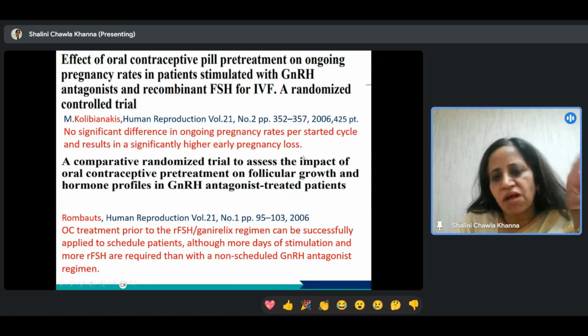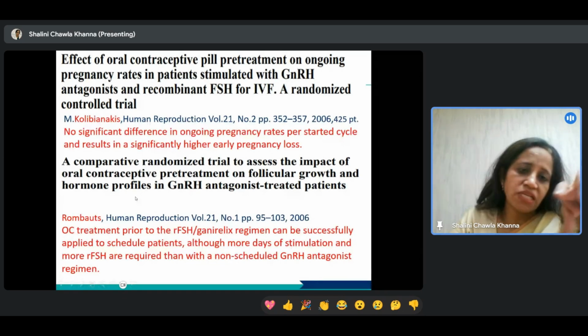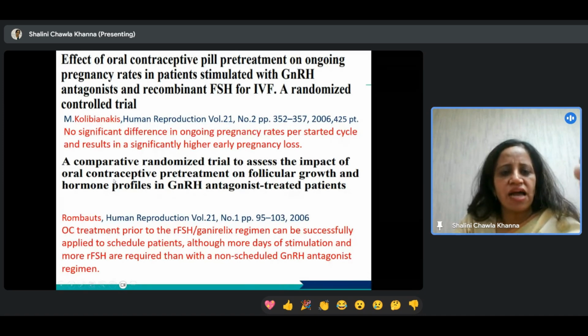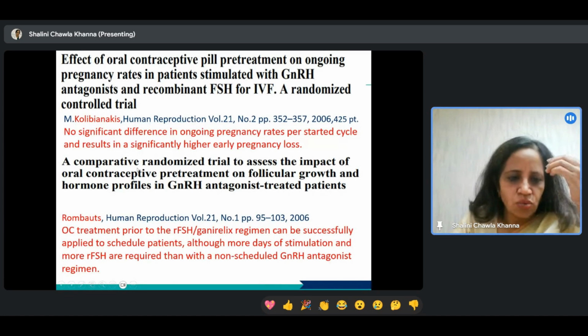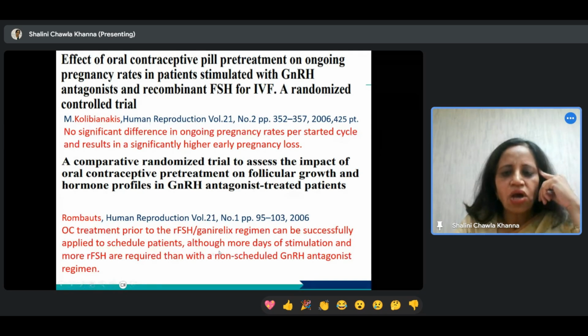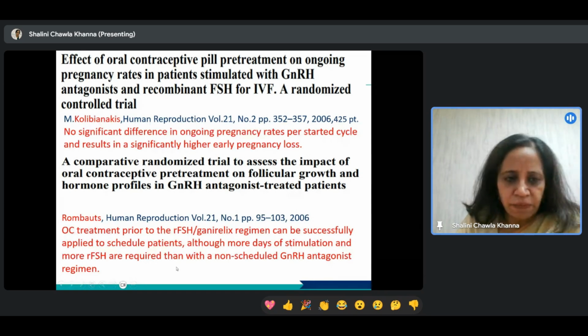Because there came a time, I know everybody, we all were talking of it, that by giving the birth control pills we are reducing the pregnancy rates. So subsequent to all these, there have been studies which have shown otherwise. So Bianikis shows that there is no difference. Another study by Rombouts et al. says that OC treatment prior to the antagonist protocol can be successfully applied to schedule the patients, although more days of stimulation and more FSH are required than without scheduling by giving the OCs.